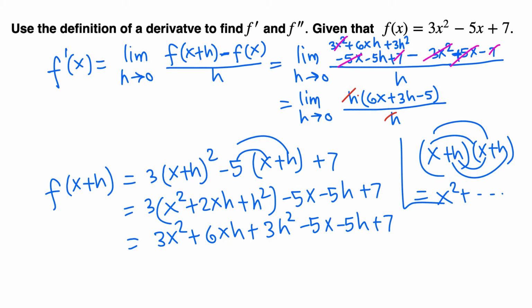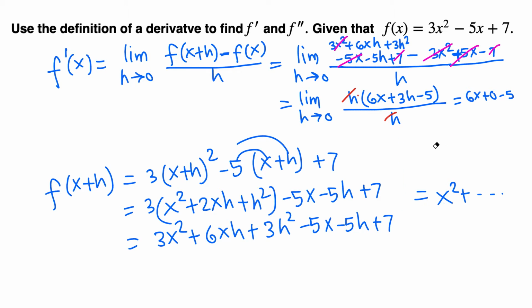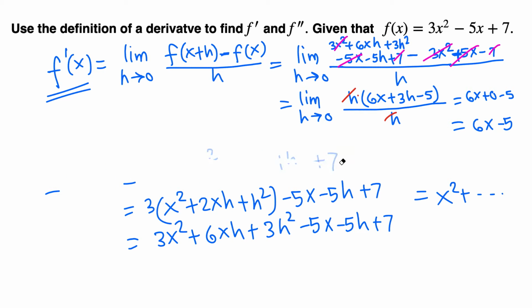Then we can take the limit of this expression as h goes to 0, just replace h with 0. That gives 6x plus 3 times 0, this is 0, minus 5, we didn't have to write that. That makes the final answer for the first part 6x minus 5. That's f prime. But the question asks us to find the second derivative as well.